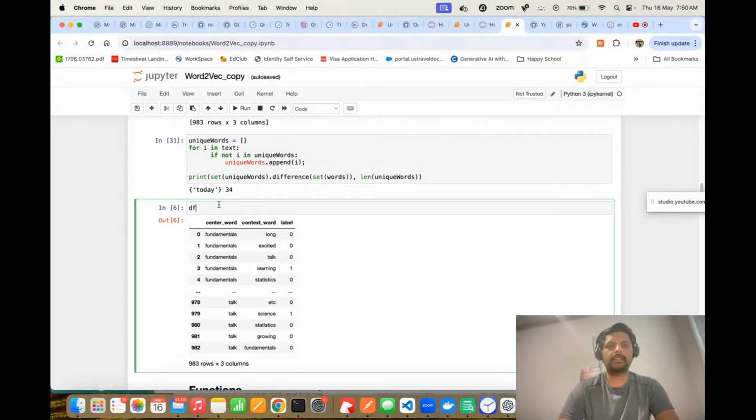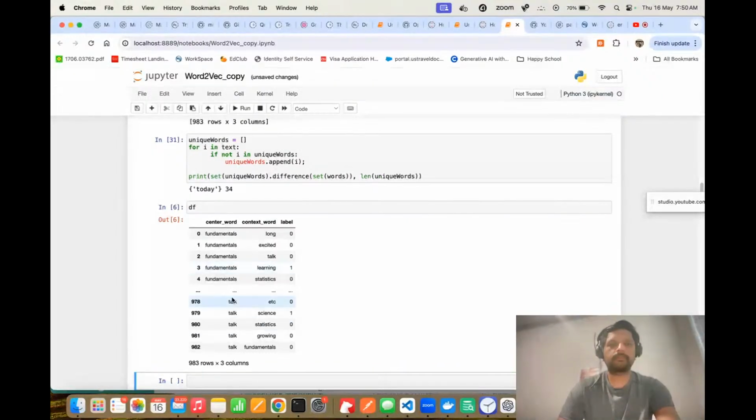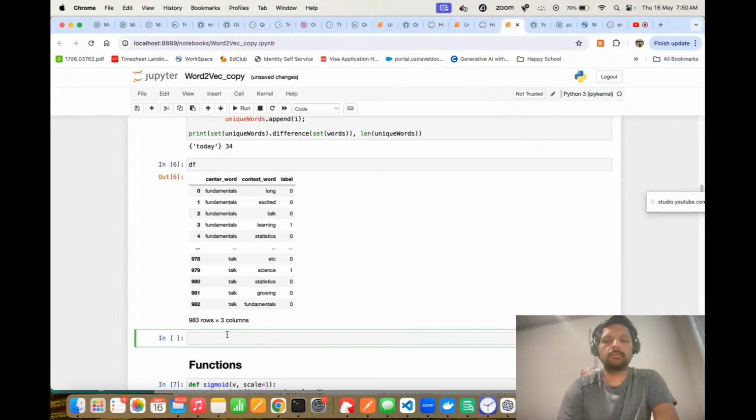Let's just quickly look at it. I'm trying to verify, cross-verifying that the labels are given properly. For fundamentals, I'm verifying what all the words are that are captured. It should be 3 into 4, 12 words, and 4 should have ones.